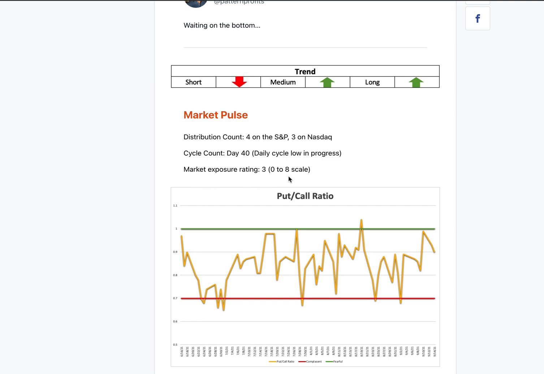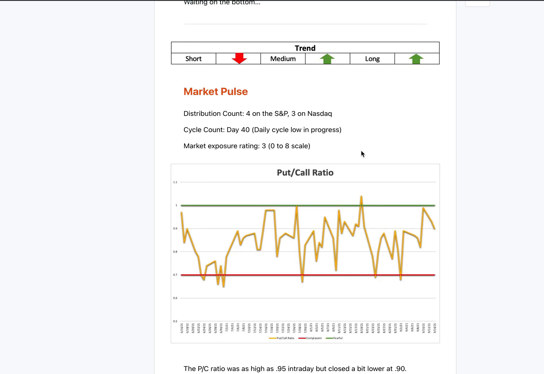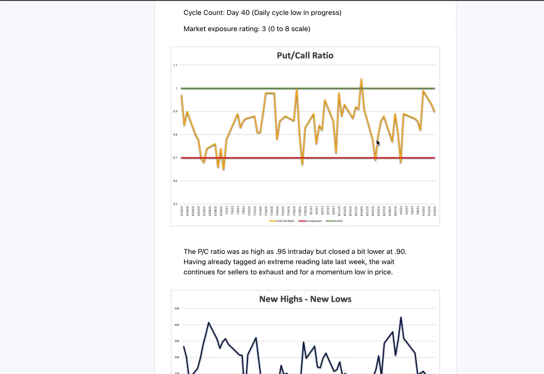Market exposure, I'm going to explain this further. This is kind of my gas pedal from a 0 to 8 scale. Right now, that's rather light at 3. That means a larger cash position, a little lighter on the gas. How I determine this number is going through some of these indicators.